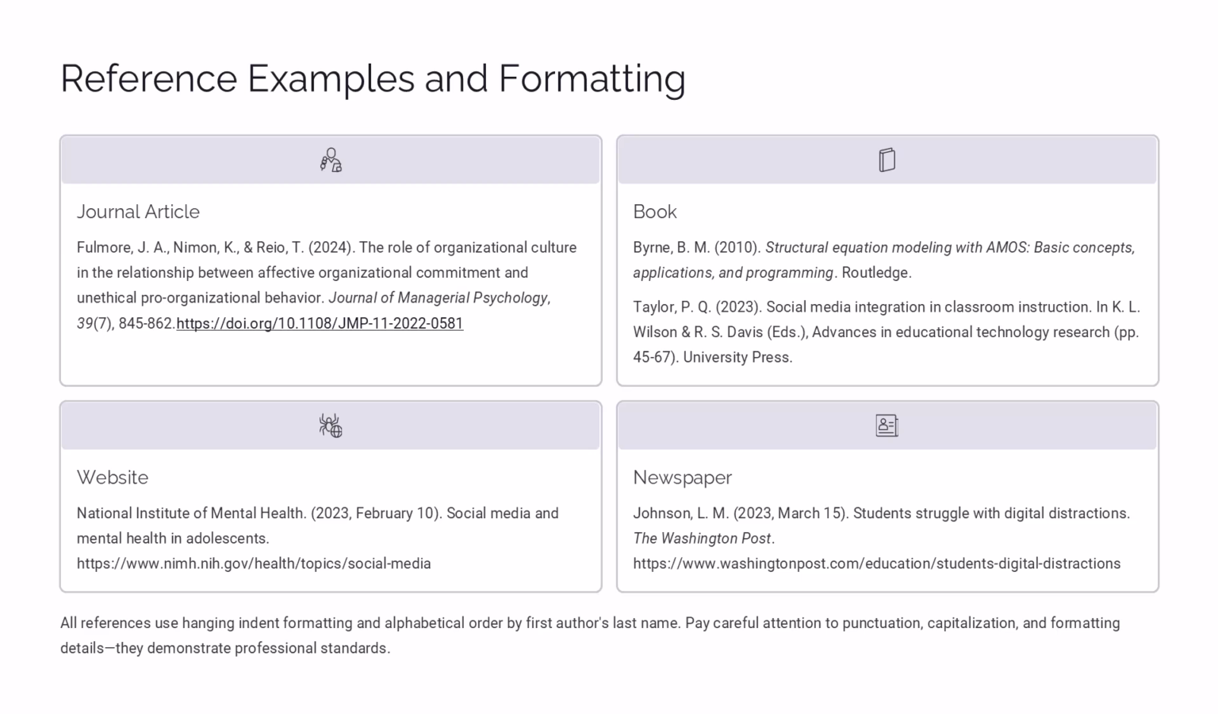All references use hanging indent formatting, where the first line begins at the left margin and subsequent lines indent 0.5 inches. This formatting makes author names highly visible and helps readers scan reference lists efficiently. References are arranged in alphabetical order by the first author's last name, or by title when no author is identified. This alphabetical arrangement allows readers to locate specific sources quickly and creates a logical organization for your reference lists.